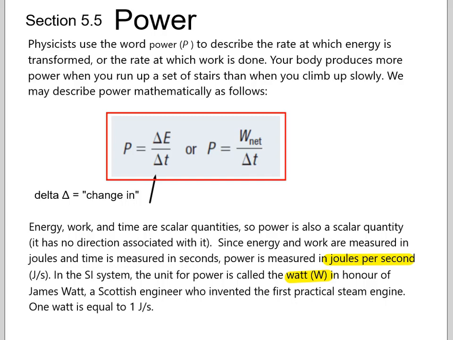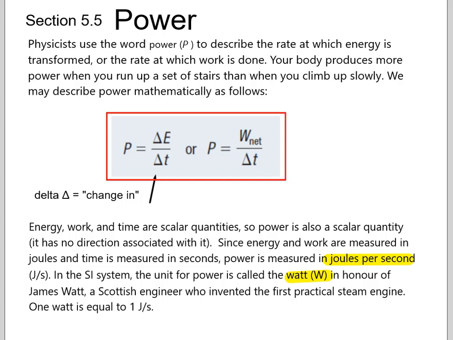All right, this is the last section in the energy unit, or at least our intro energy unit, I should say. So section 5.5 is all about power. This is another word that is misused quite regularly in your day-to-day life. But power is the rate at which we consume energy. So it's the change in energy over change in time.